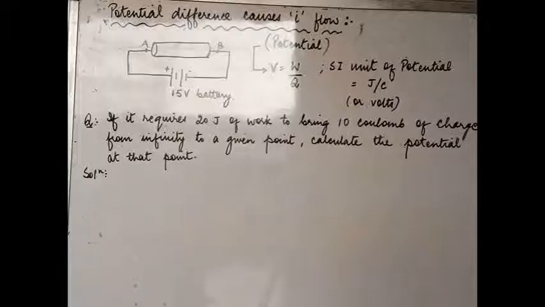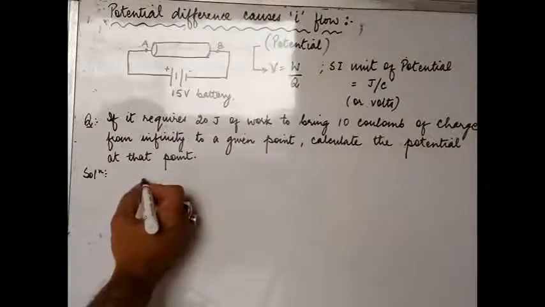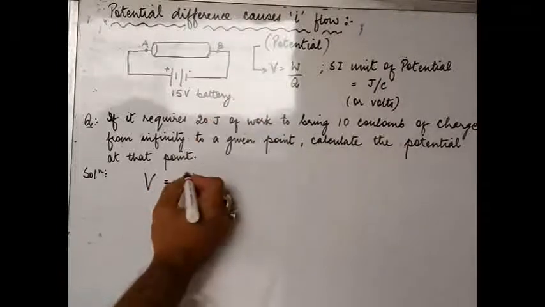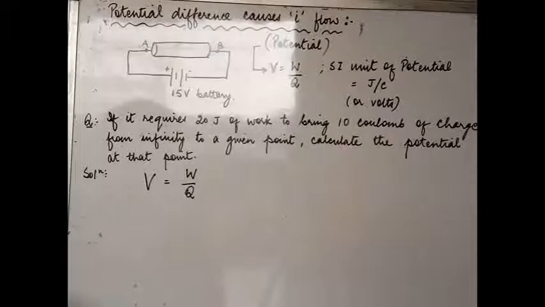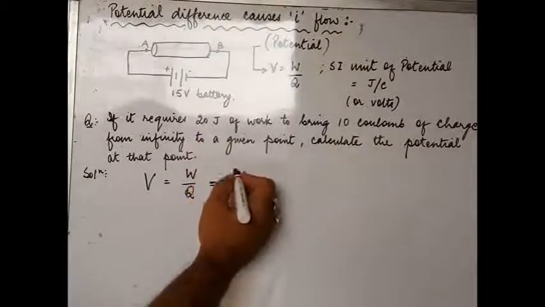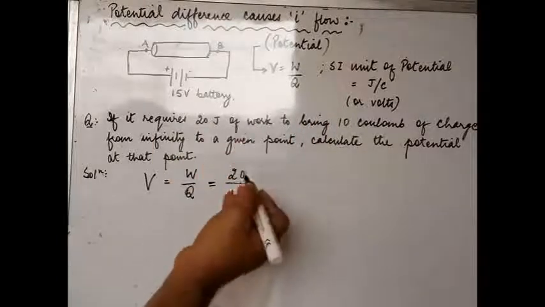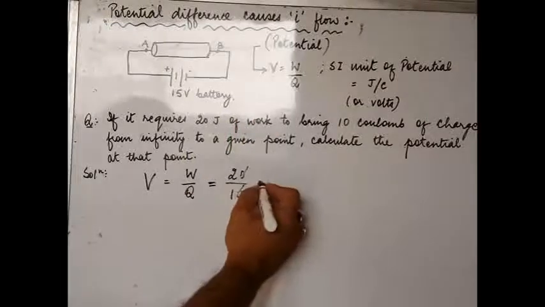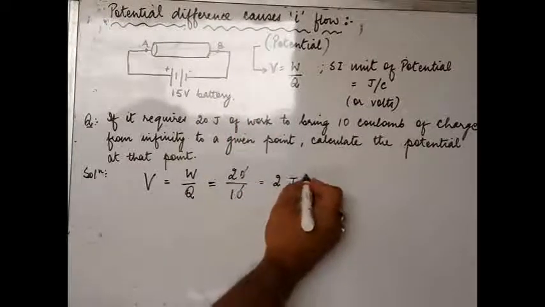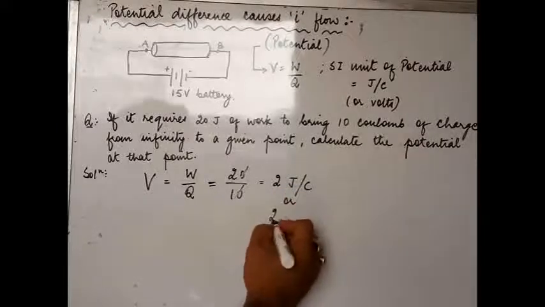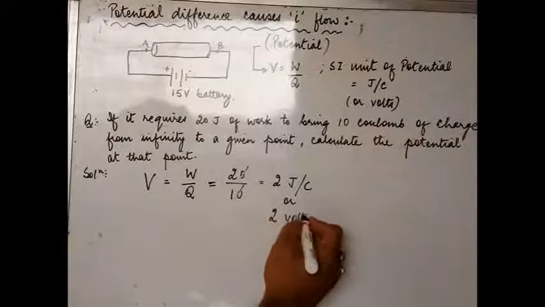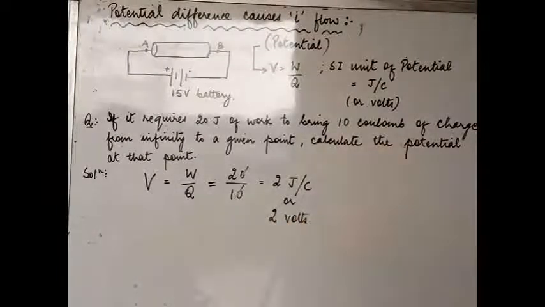A very quick example over here. If it requires 20 joules of work to bring 10 coulombs of charge from infinity to a given point, calculate the potential at that point. The formula I have already discussed a number of times: W upon Q. W is the amount of work done, 20 joules. The charge you are bringing is 10 coulombs. When you divide by 10, you get it for 1 coulomb, so the 0 gets cancelled. So you have 2 joules per coulomb, or 2 volts. So 2 volts is the potential at that particular point.